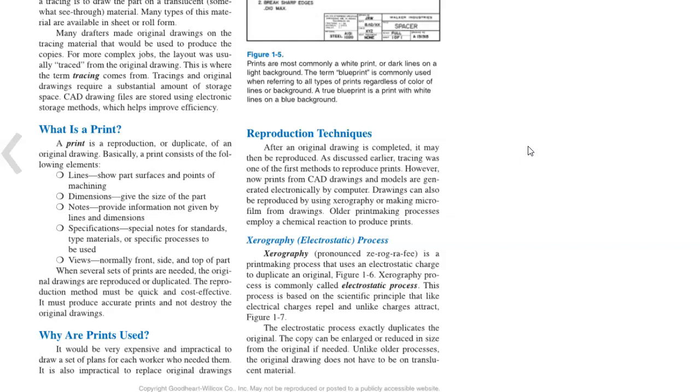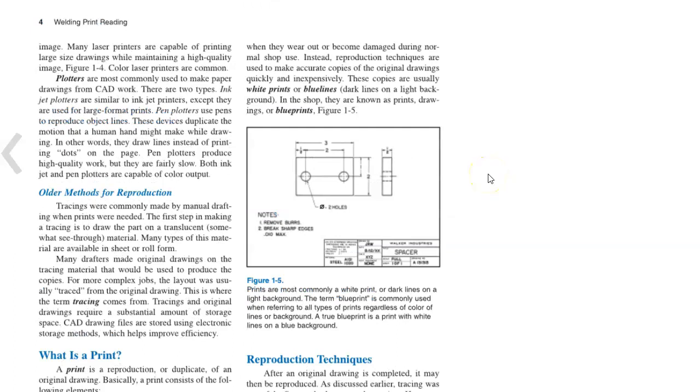When several sets of prints are needed, the original drawings are reproduced or duplicated. The reproduction method must be quick and cost-effective, and must produce accurate prints and not destroy the original drawings. Why are prints used? It would be very expensive and impractical to draw a set of plans for each worker who needed them. It is also impractical to replace original drawings when they wear out or become damaged during normal shop use. Instead, reproduction techniques are used to make accurate copies of the original drawings quickly and inexpensively.